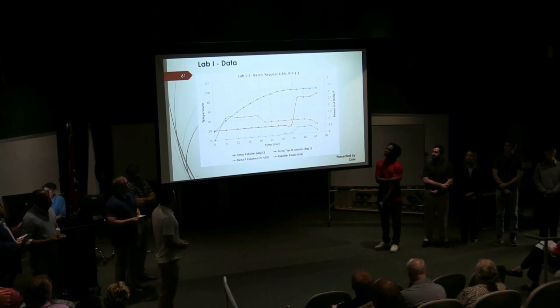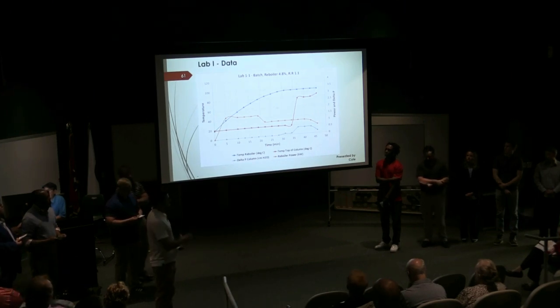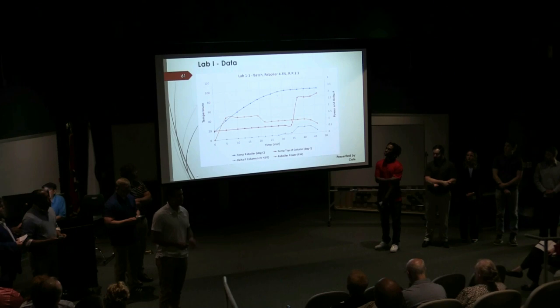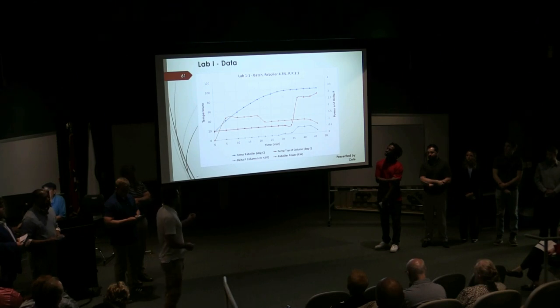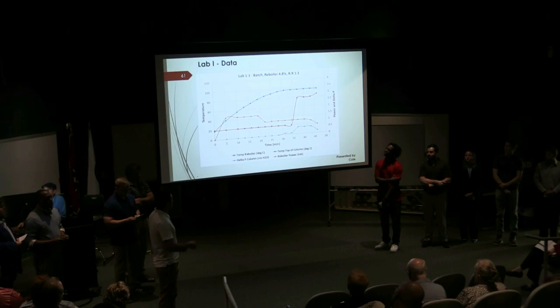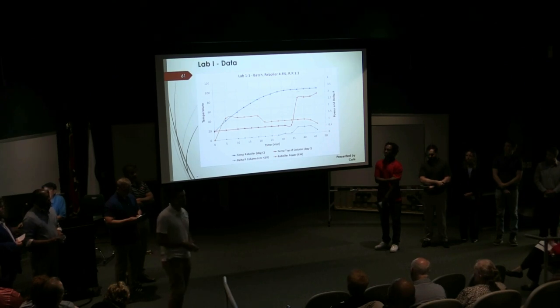So here's our data from lab 1. We plotted the same information as the day cohort for our batch experiments. And for this experiment, we ran a 1-to-1 reflux ratio with a low reboiler concentration of around 5%. If you look at the temperature of the reboiler, we can see it gradually increases as the run continues. This is expected due to our lowering concentration of ethanol within the reboiler.